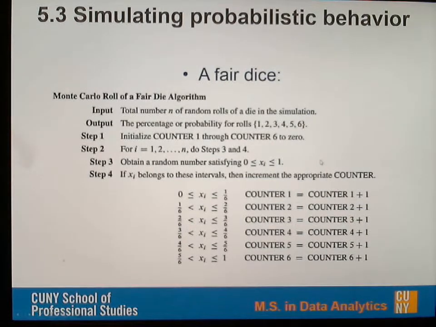And a fair die. If the number is between 0 and 1/6, counter 1 will be incremented by 1. Counter 2, in different cases, different counters would be incremented. And then at the end, we could use each counter divided by the total number of rolls.